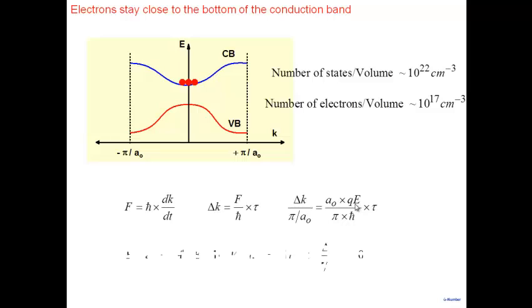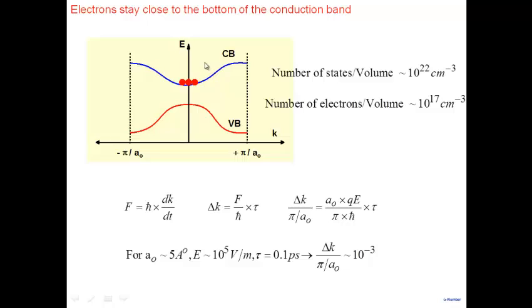And let me put in some typical values here. Let me take lattice constant a naught as 5 angstrom, electric field as 10 to the power 5 volts per meter, which is like 1 kilovolt per centimeter, a moderate amount of field. Tau, as I said, the scattering time, is 0.1 picosecond. And then this delta k by pi by a naught turns out to be 10 to the power minus 3. What does it tell us? Even when I apply a field, how much change in k will I cause? It's a very small fraction of this pi by a naught that you see here. Which means what? Even when I apply a field, my electron is not going to go very far from the bottom, and therefore my electron is confined.